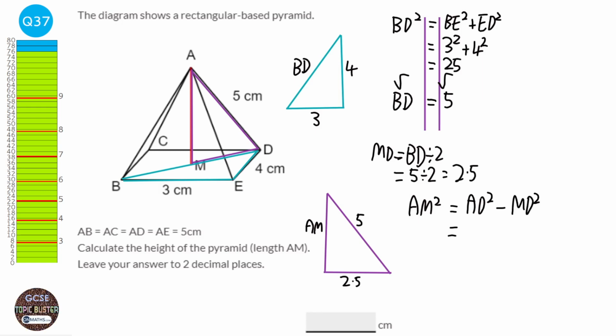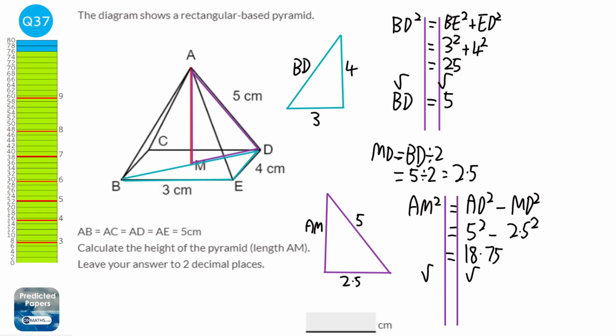and that is going to be 5 squared minus 2.5 squared, which is going to equal 18.75. Then we'll square root both sides. I haven't put my tram lines in. Let's get those in as well. Make sure it's all neat and tidy. So we've got AM is equal to 4.330, and because it says 2 decimal places, we want to write down the answer 4.33 centimetres.